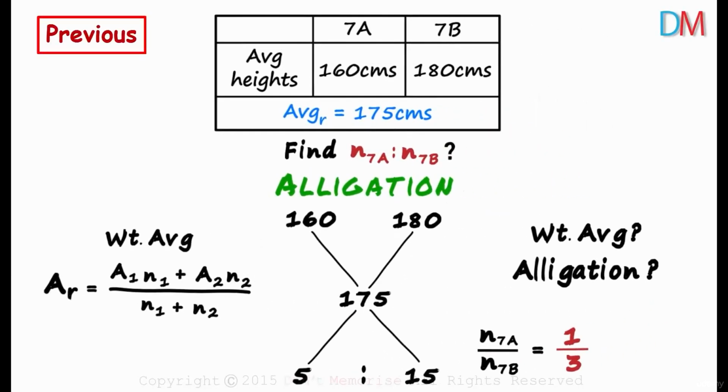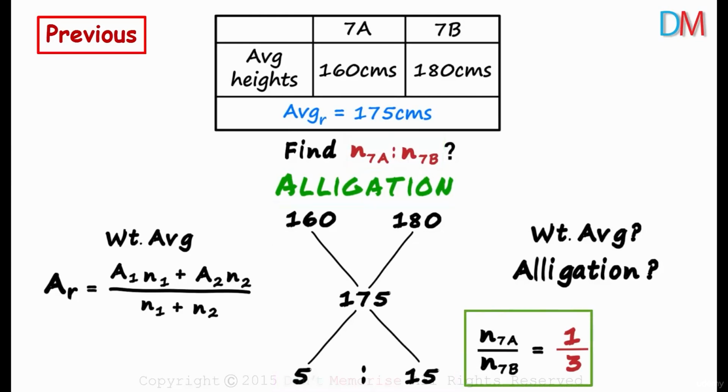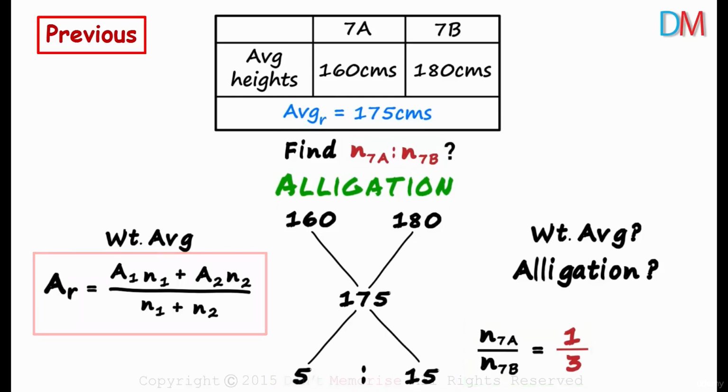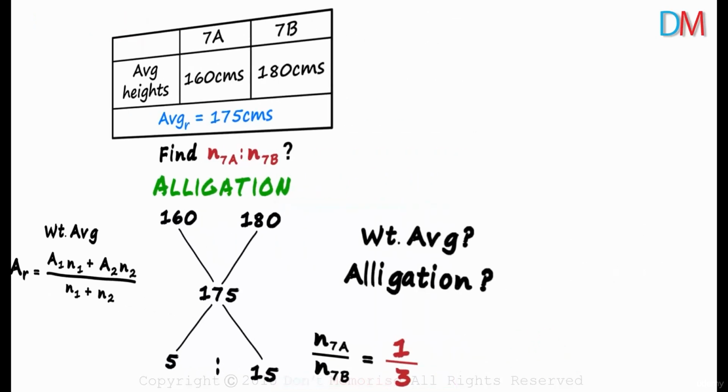This was the previous example we had seen based on alligation. We had to find the ratio here and we used alligation. Same ratio can also be found using the weighted average formula. So when should we use this formula and when should we use alligation? That's what we will understand in this video.